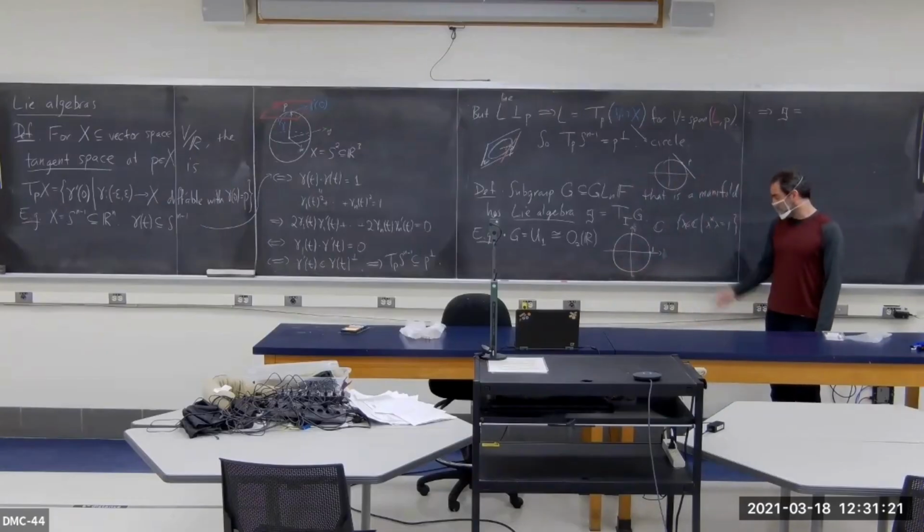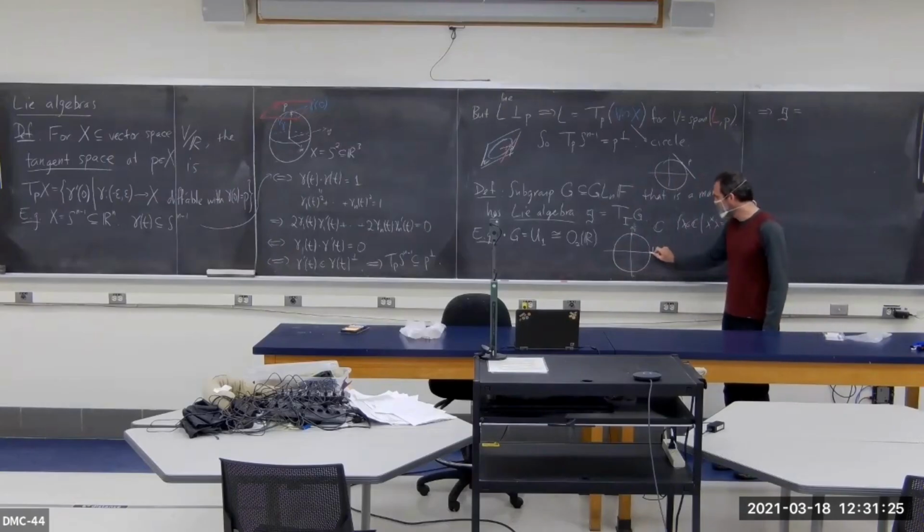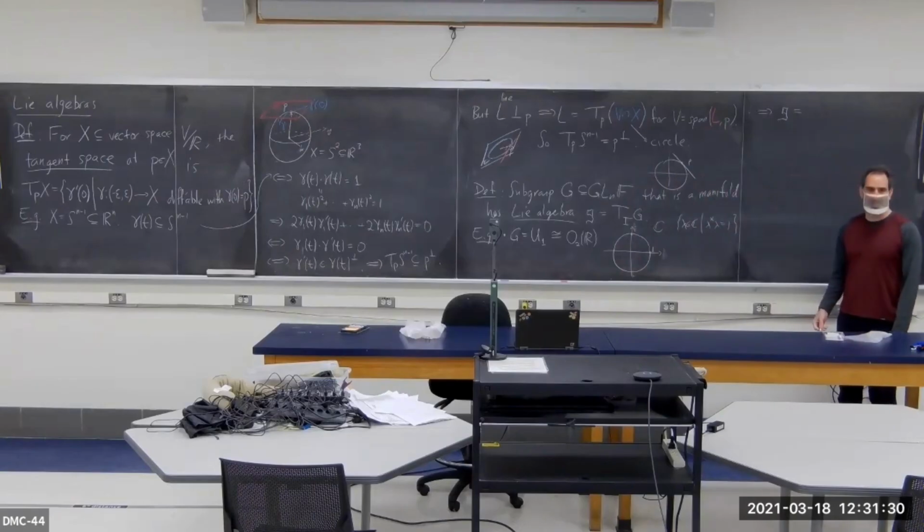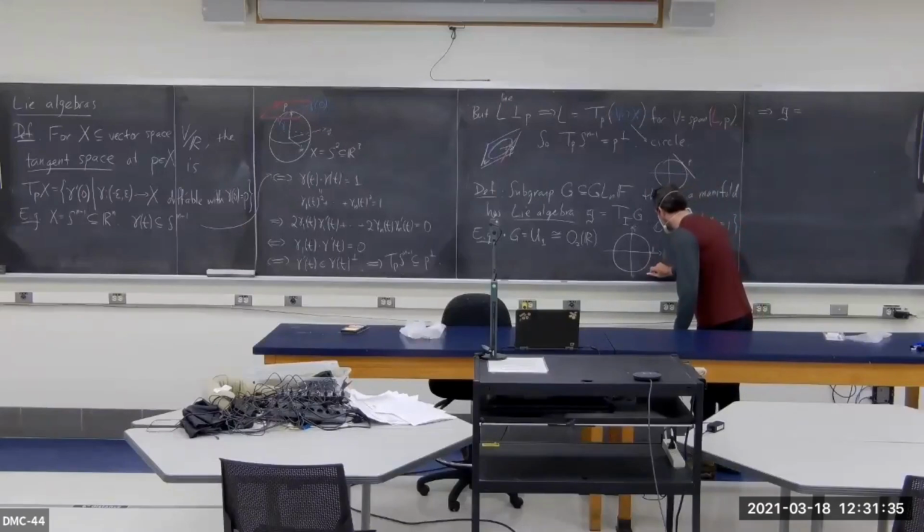So the identity of this group is just 1, right? It's this group under multiplication. So here's the identity of this group. What is the tangent space at that point? The imaginary axis. Yeah, it's the imaginary axis.